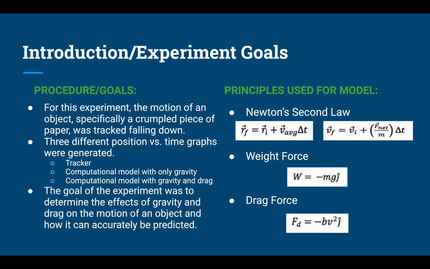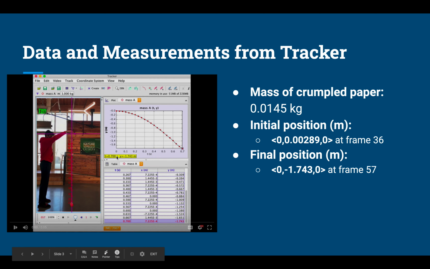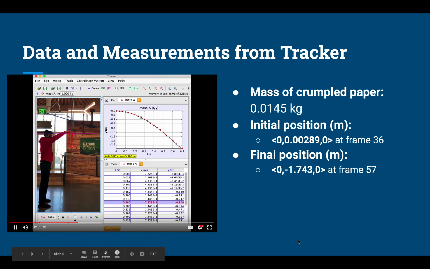On the right, you can see some of the principles that were used for the model. We used Newton's second law, weight force, and drag force, which we'll see when I discuss the code that I used for the computational models. These are data and measurements from Tracker. The mass of the crumpled paper I calculated to be 0.0145 kilograms. The initial position was 0.00289, 0 at frame 36, and the final position was 0, -1.743, and 0 at frame 57. On the left, I can play the video of the crumpled paper falling down.